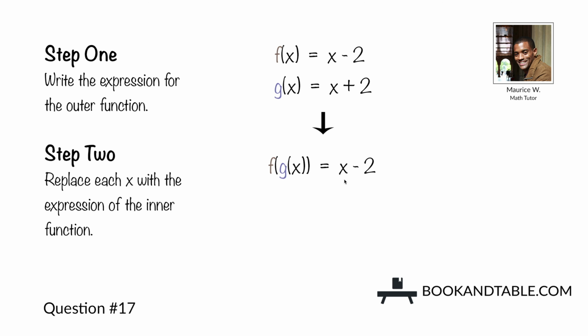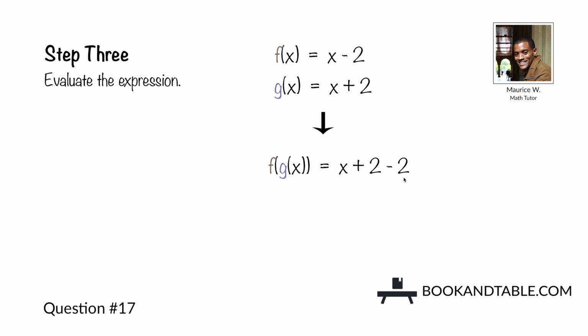And now step 2, we want to replace each x with the expression of the inner function. So we have an x here, and we want to replace it with the g function, which is x plus 2. So we'll get x plus 2 minus 2. And now that we've done that, we want to evaluate this expression. 2 minus 2 cancel each other out, leaving us with just x. So f of g of x does give us x.